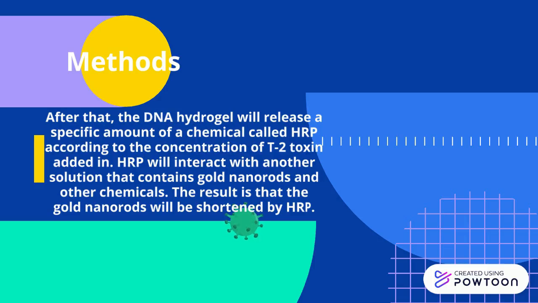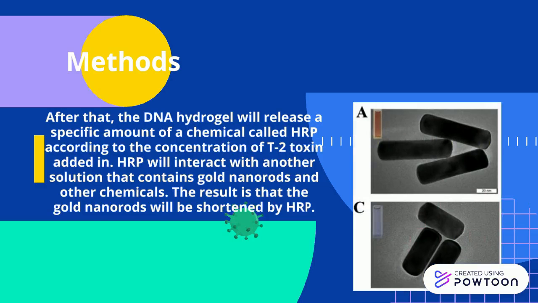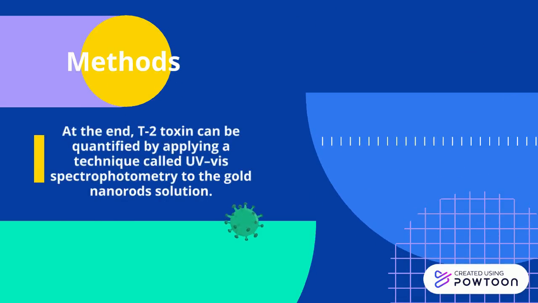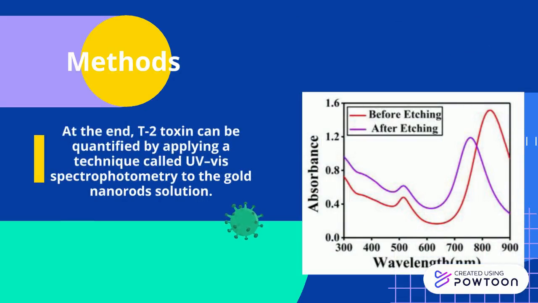DNA hydrogel will release a specific amount of a chemical called HRP according to the concentration of T2 toxin added in. HRP will interact with another solution that contains gold nanorods and other chemicals. The result is that the gold nanorods will be shortened by HRP. The picture on the right clearly shows how gold nanorods are shortened by HRP. At the end, the concentration of T2 toxin can be quantified by applying a technique called UV spectrophotometry to the gold nanorod solution. Just so that you know, this picture shows how the concentration of T2 toxin is converted to a peak shift by UV spectrophotometry.